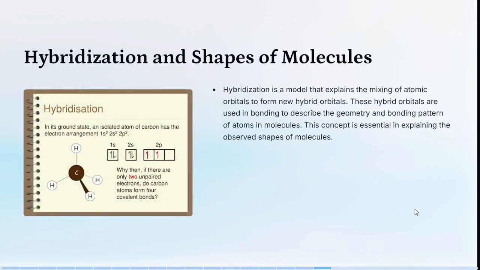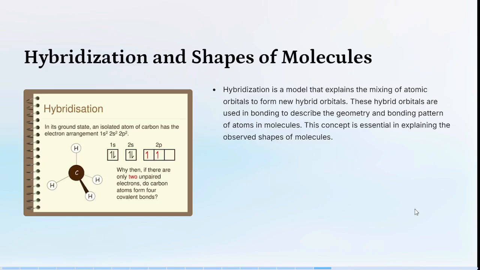So first off, hybridization is a model that tries to explain the mixing of atomic orbitals to form new hybrid orbitals. So when you hear the word hybridization, it should just tell you that you're trying to mix two orbitals to form a new orbital that is neither completely the first nor the second, but is a kind of hybrid of the first two. It is a combination of properties of the first two orbitals.